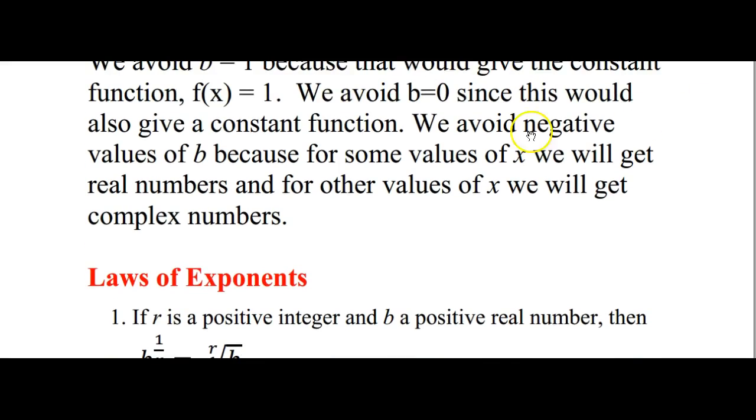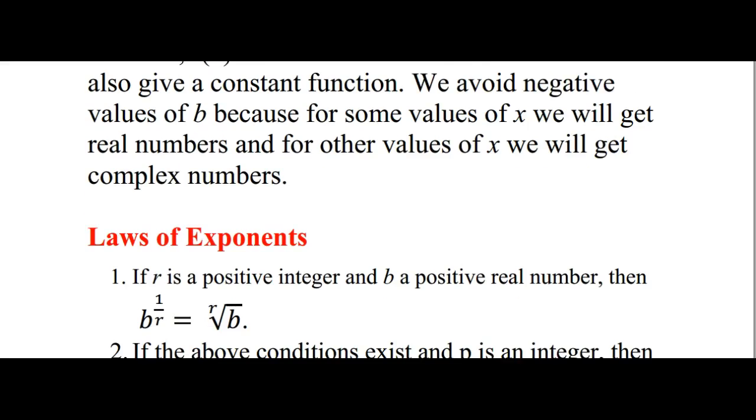And then b cannot be 0 because of the same reason too. And b cannot be negative, because if it is negative, sometimes you will get a complex number, an imaginary number, and sometimes you get a real number. So that's why we avoid negative numbers, we avoid 0, and we avoid 1 for b.